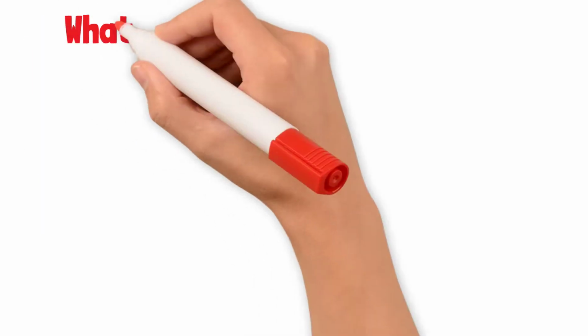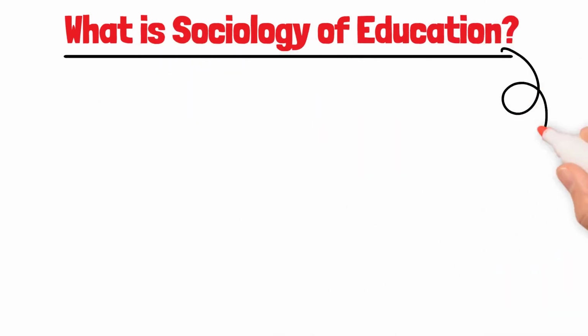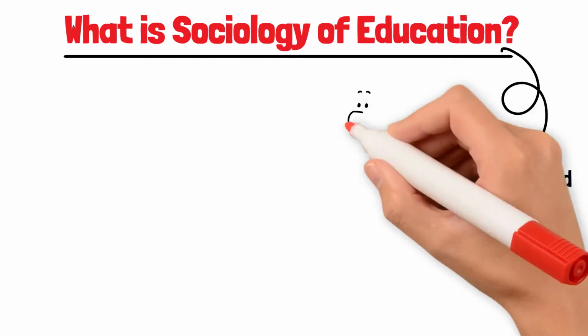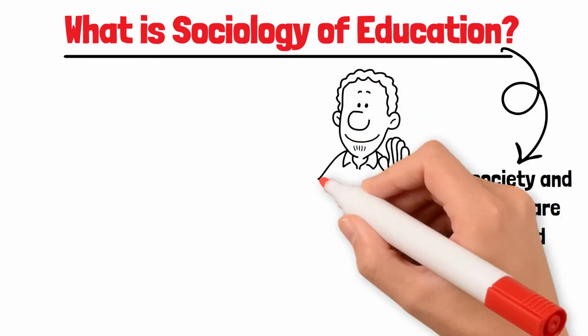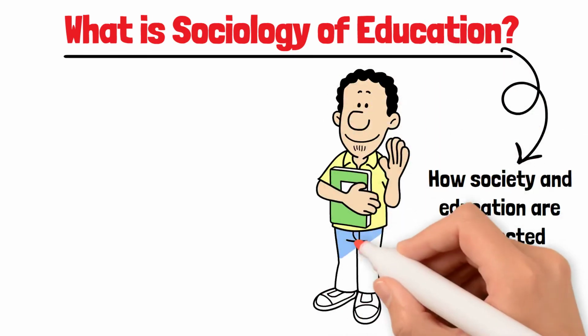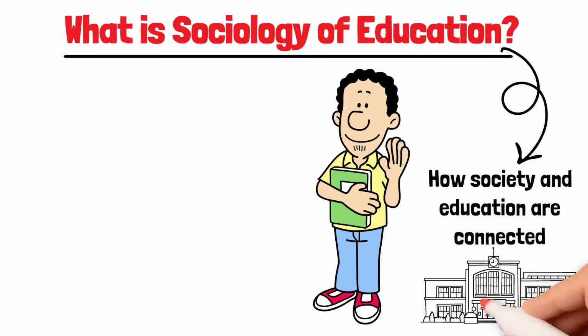What is sociology of education? Let's start with the basics. Sociology of education is the study of how society and education are connected. It looks at how things like family background, culture, income, gender, and social class affect what and how students learn, and how schools themselves reflect and sometimes reinforce those differences.